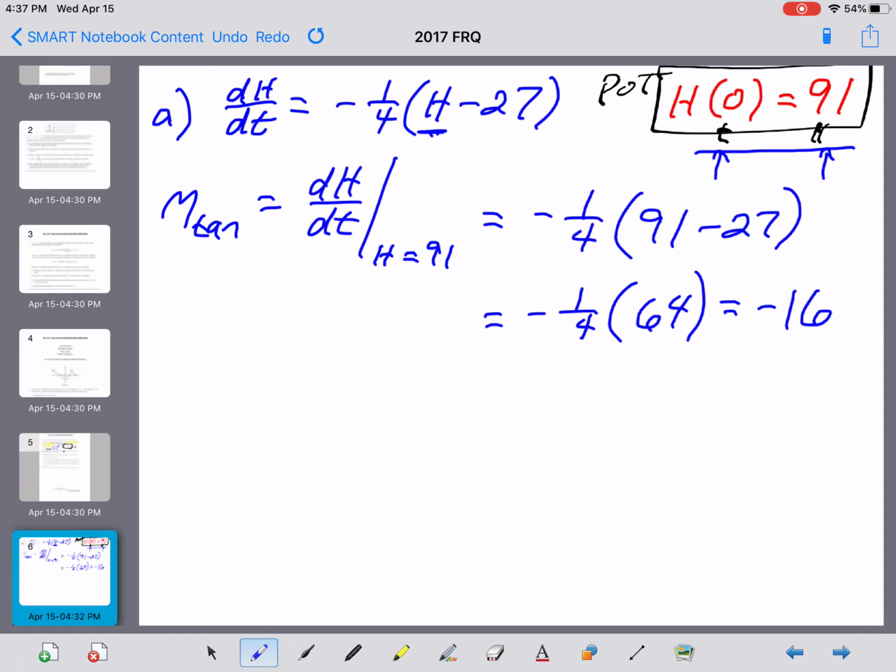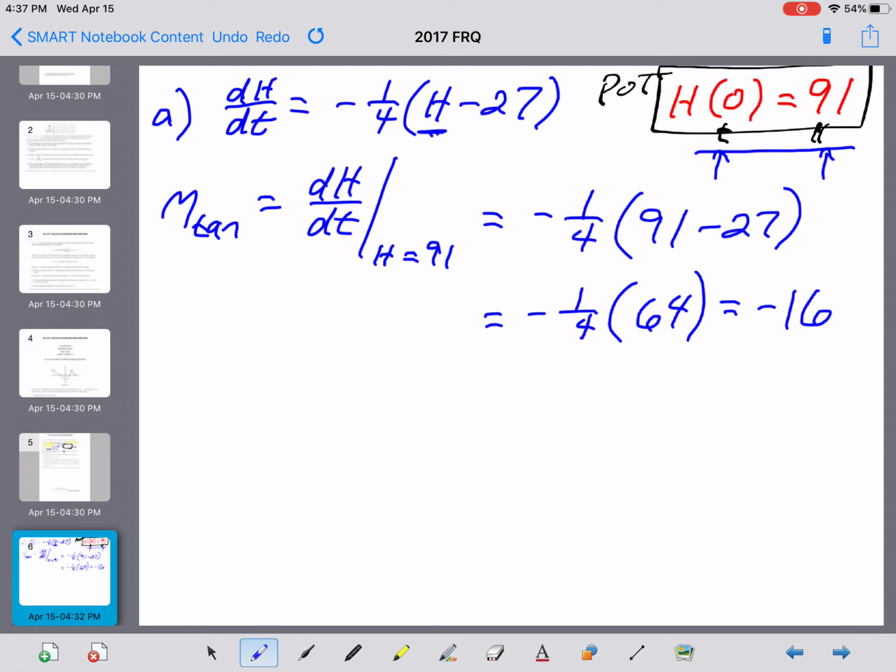But they also say to use this equation to approximate the internal temp of the potato at a different time value. Remember that the equation we just came up with is only going to give us an accurate value of h at this one value of 0. Anywhere else, we're going to get an approximation. So if we want an approximation for h of 3, we're going to plug a 3 into this function: negative 16 times 3 minutes plus 91.